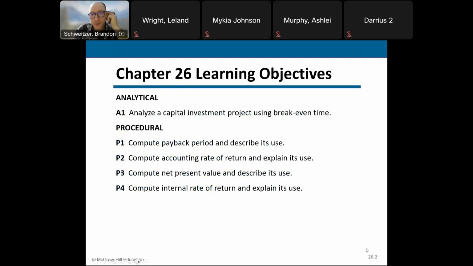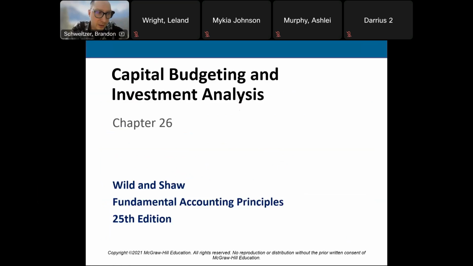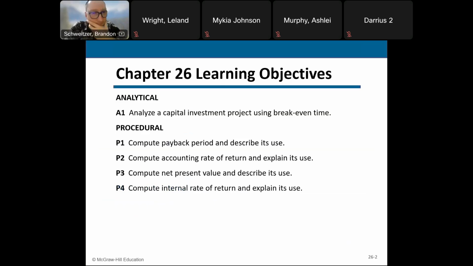Sorry. This chapter, while it is heavily invested when it comes to finance, has a lot of accounting as well. In my opinion, this is the chapter that bridges accounting and finance together. Finance and business are relatively different, but there are some similarities, and this is where the similarities really come together, on capital budgeting and analysis.